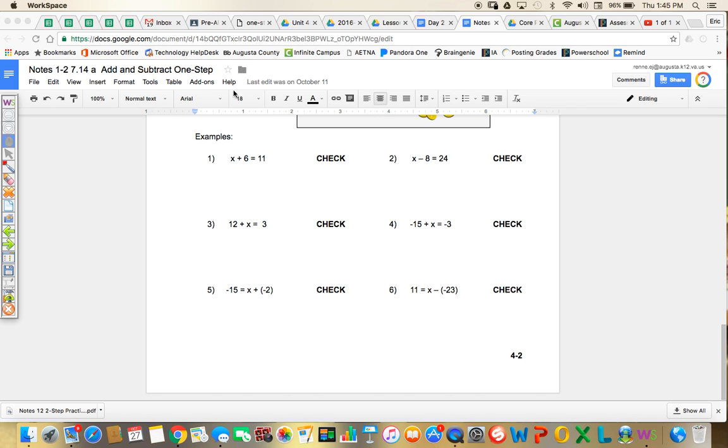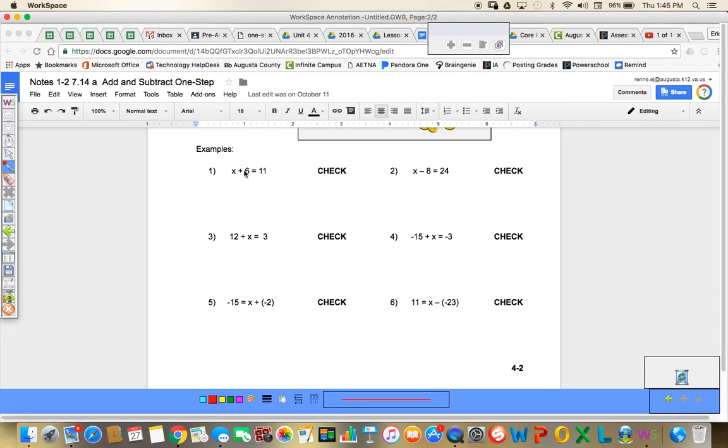Now, anytime we solve addition or subtraction equations, we're always going to set up a T. And we're always going to circle our variable. So we're going to circle our variable. And when we're solving addition and subtraction equations, we're going to set up our T. Okay, what is the opposite of adding 6?